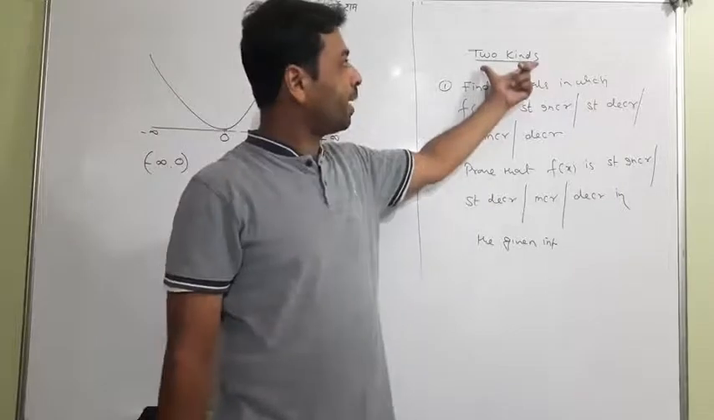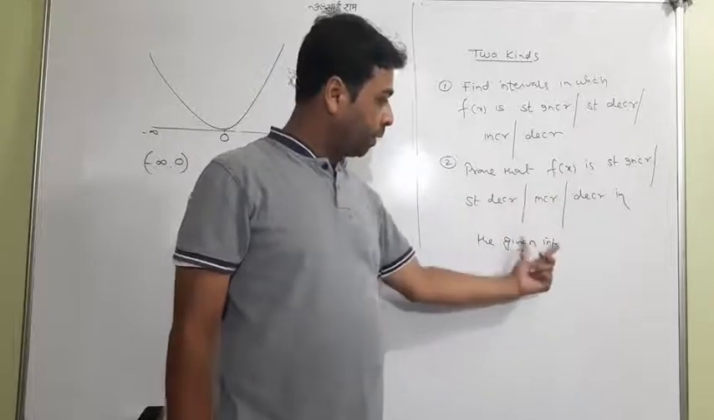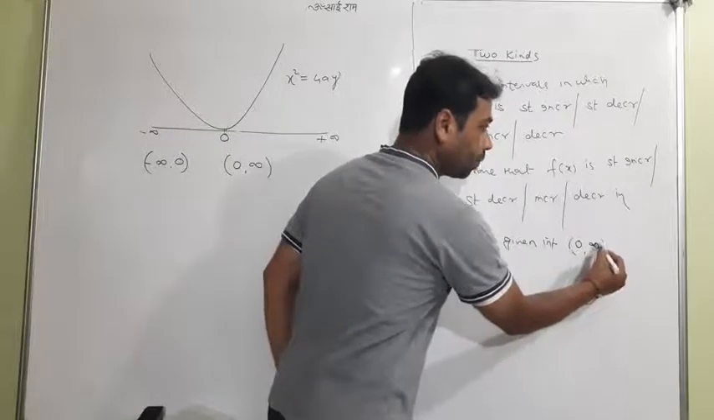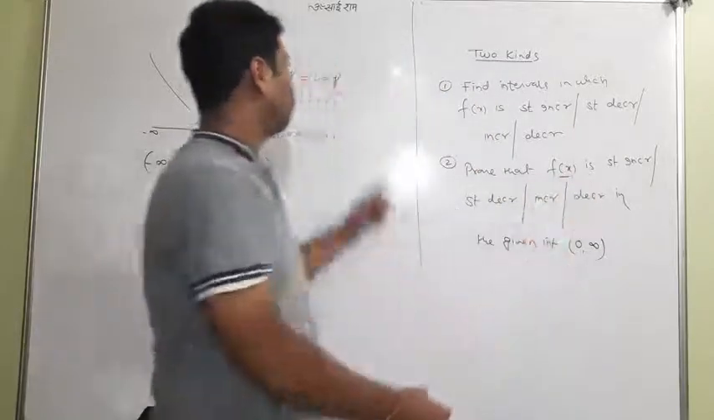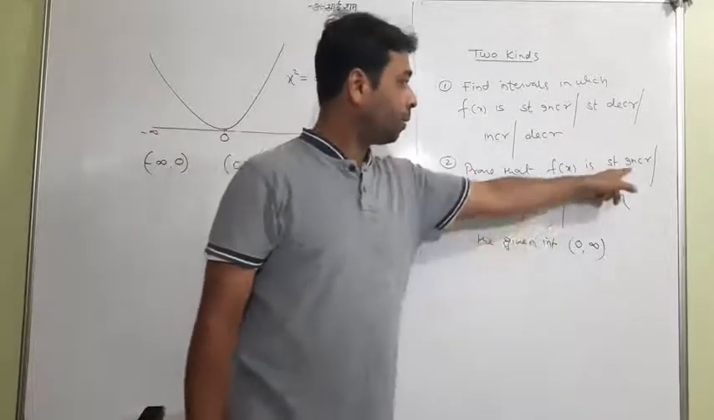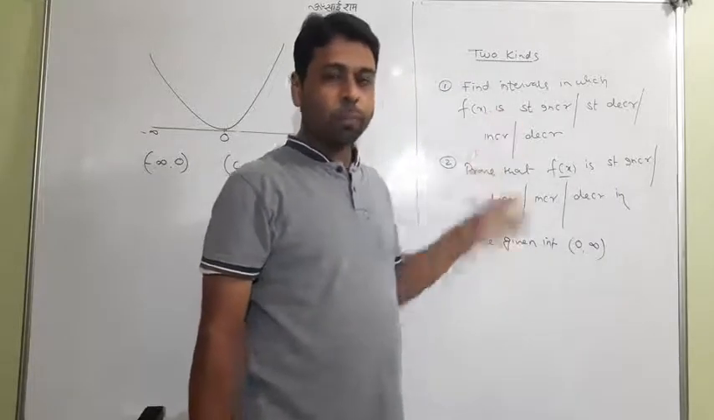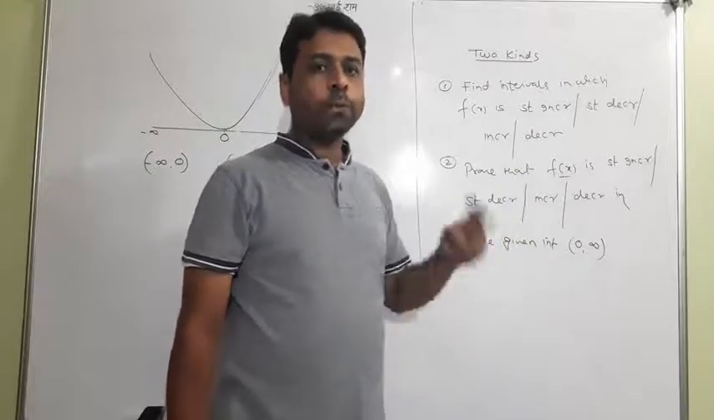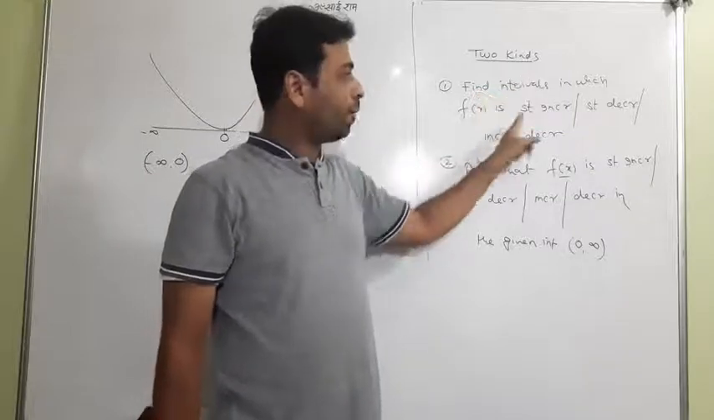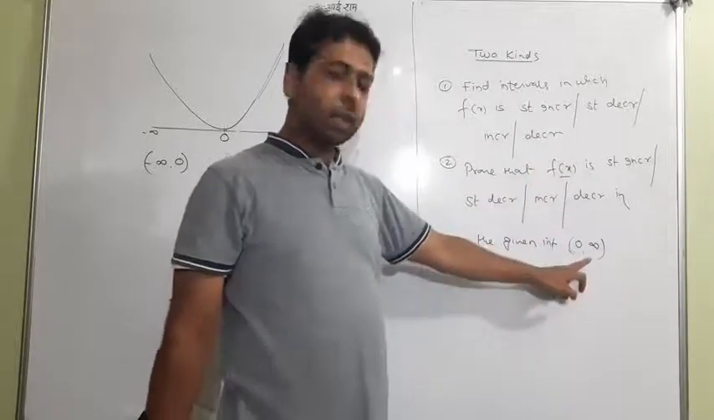This time, the second kind of question will be prove that function is strictly increasing. Function will be given. Interval will be given. Suppose the interval is 0 to infinity and your function is the same. If I ask you to prove that this function is strictly increasing in the interval 0 to infinity, the interval will be given. In the first kind, you have to find the interval. So make a comparison. Two kinds of question may be there. First, we have to find the interval when one of the conditions will be given. This time we have to prove that function satisfies one of the conditions in the given interval.